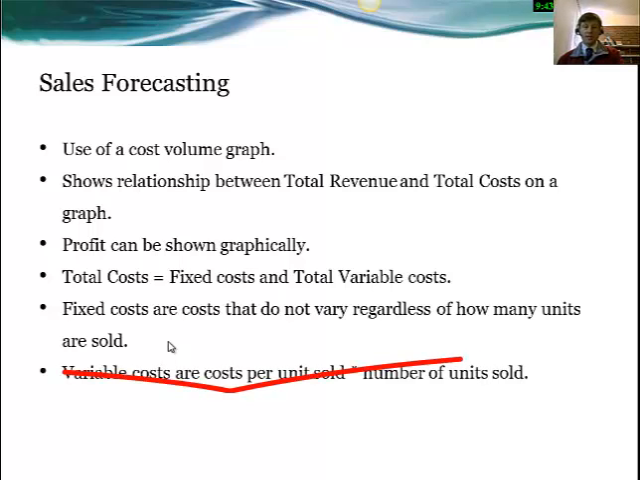Now there are costs that do vary. So if I have a clothing store, for every article that I sell, I have a cost of goods sold. So that is my variable cost.